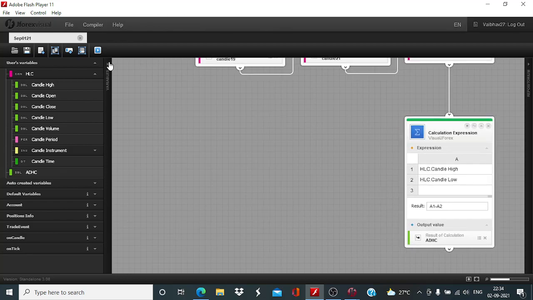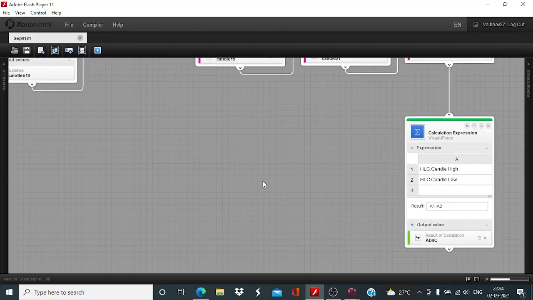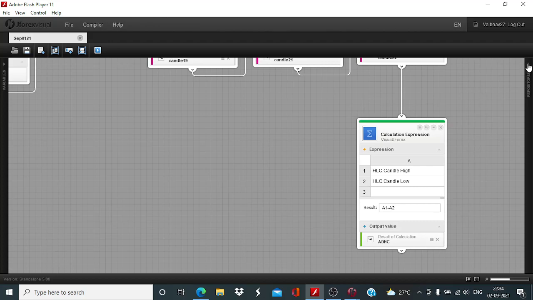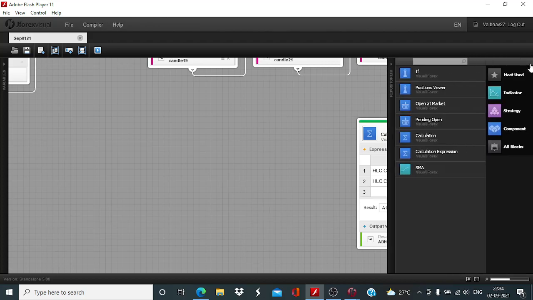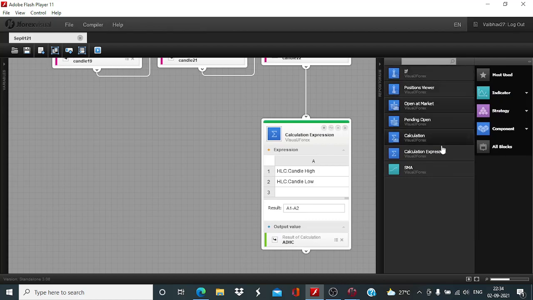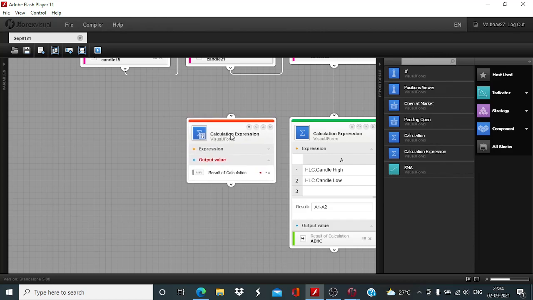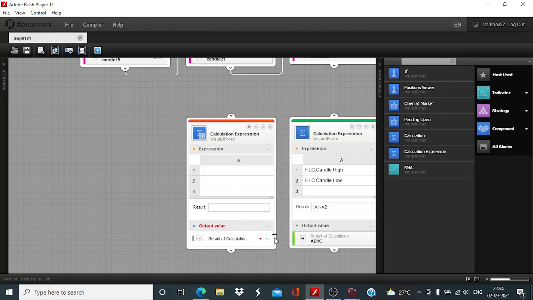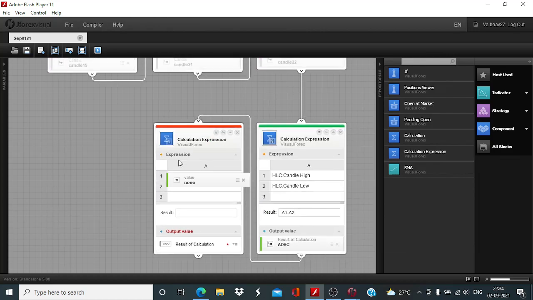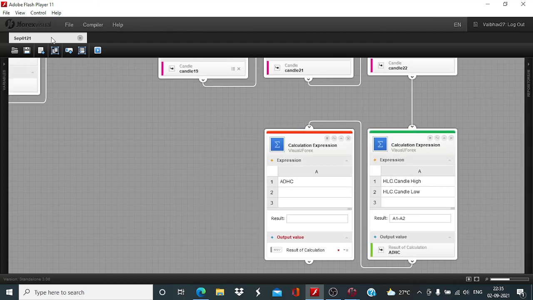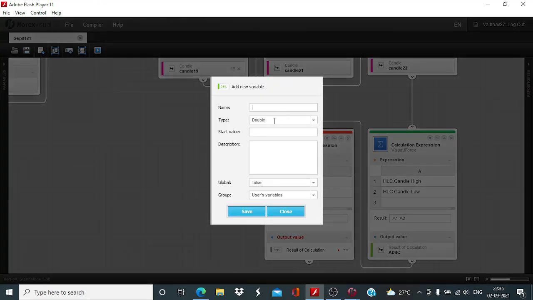And of it we have to take the half value to define the price point for the entry. So I will add one more calculation expression block, ADHC, and we create a new variable.